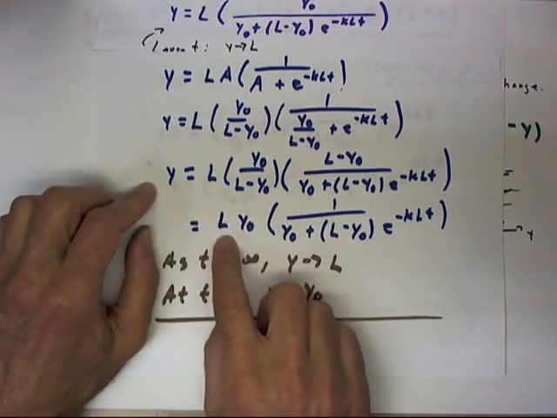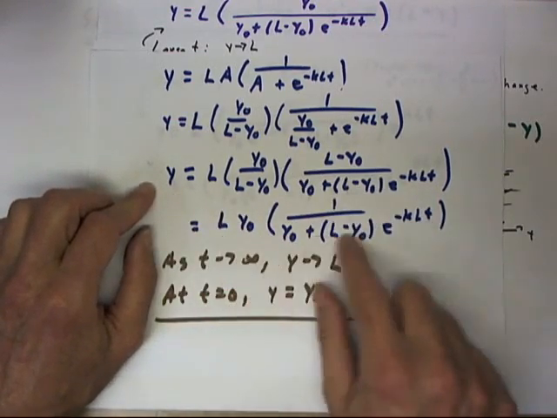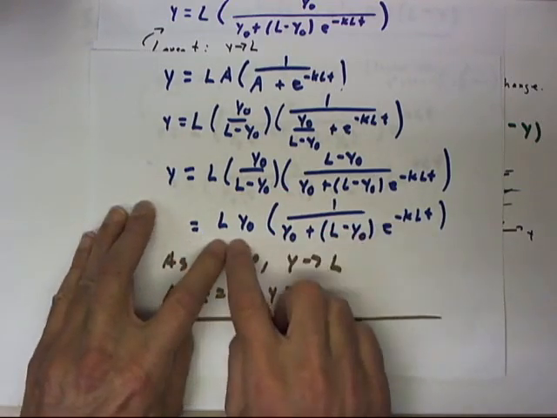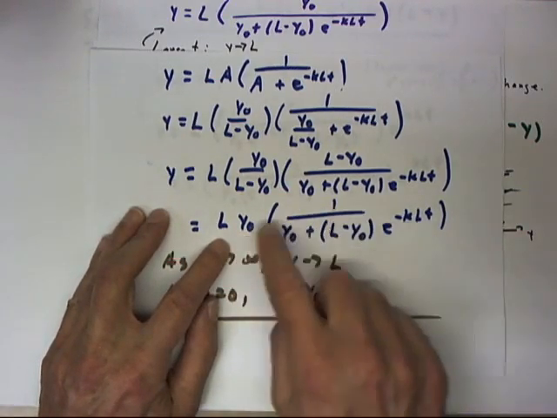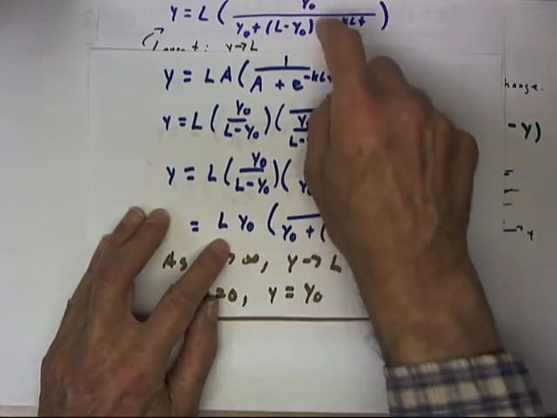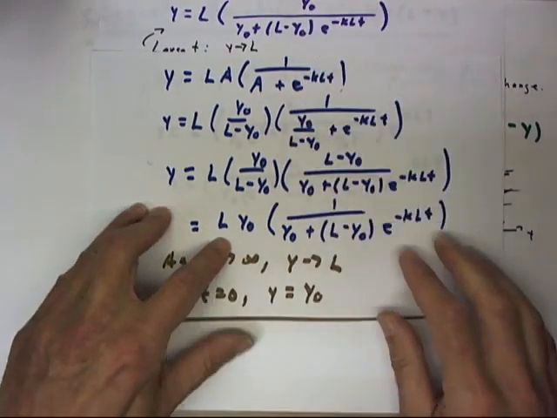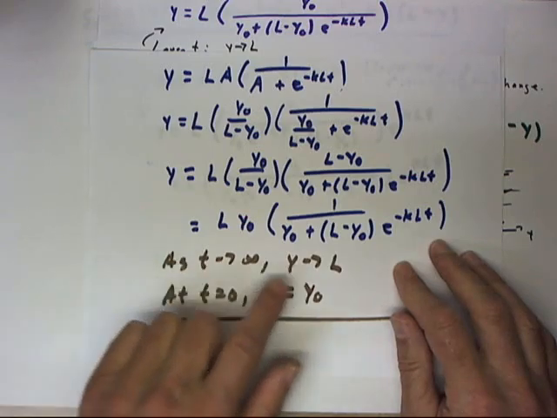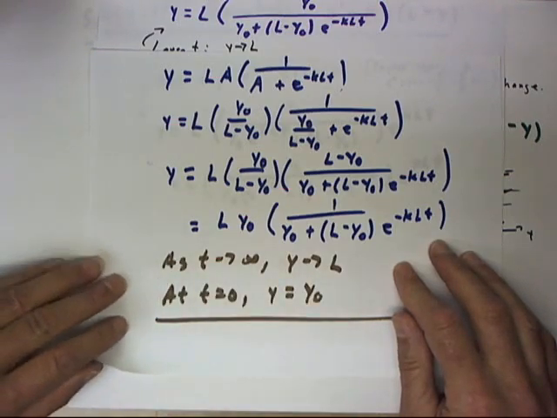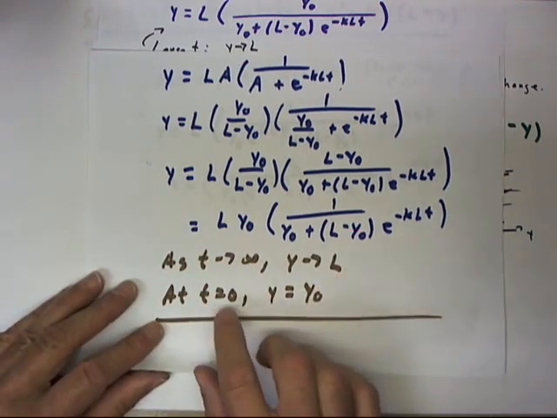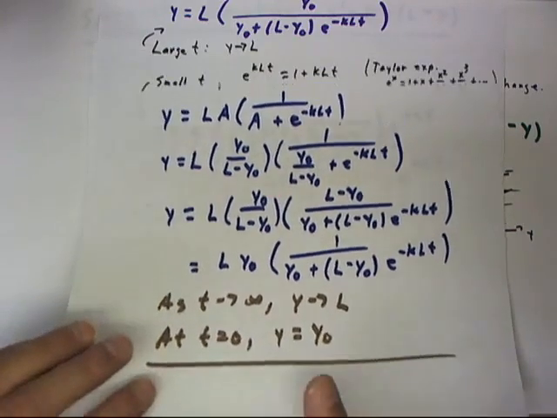So we have y equals L y naught times 1 over, etc. And we rewrite that slightly. I'm going to put the y naught back into the numerator here and write it in this form. And the reason for that is we've seen what happens as t approaches infinity. We want to try to make it clear what happens when t is close to 0.